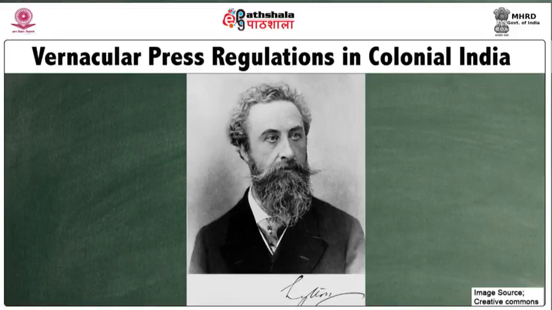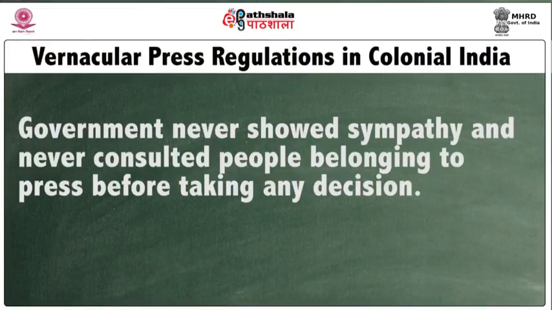In 1876, Lord Lytton became the Viceroy. He conducted an inquiry about Indian-owned press and invited opinions on improving relations between the government and the Indian press. Robert Knight, the founder of the Statesman, was of the view that the attitude of press could directly be derived from the attitude of government towards press. Government never showed sympathy and never consulted people belonging to press before taking any decision.